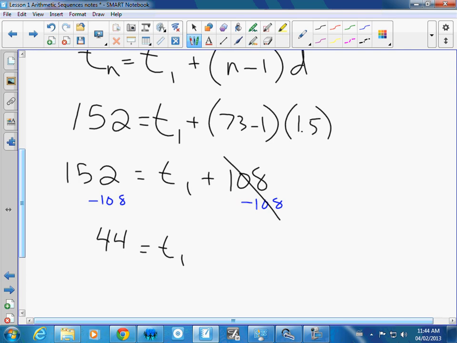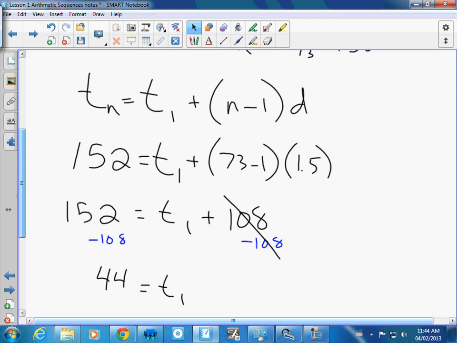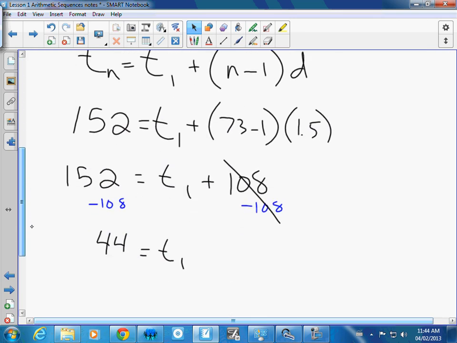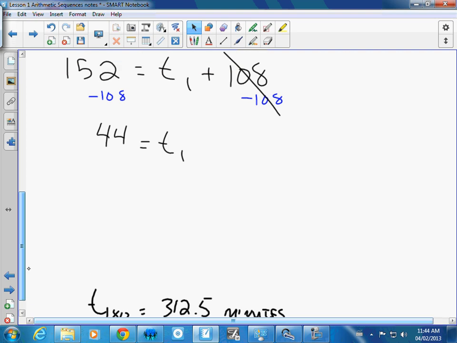Then every night after that, how much more homework does he do? 1.5 minutes. So then, after 73 days of school, 73, right? How many minutes did he actually study for? 152. Right? Does that make sense? Like the sequence?